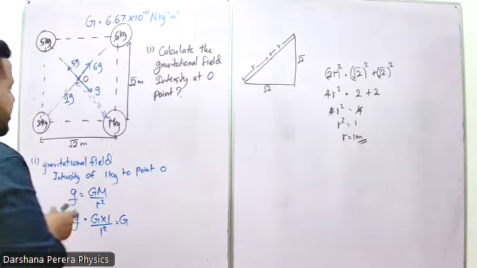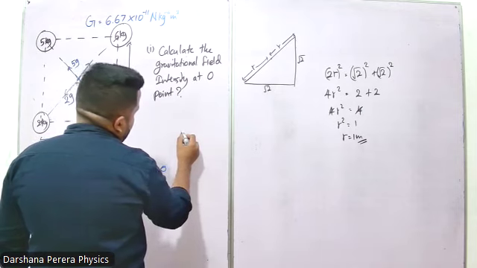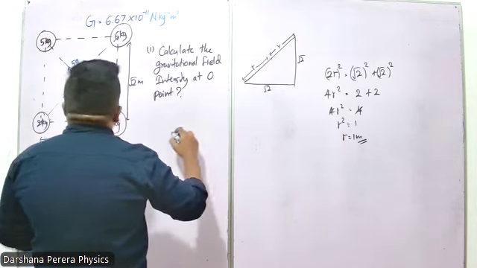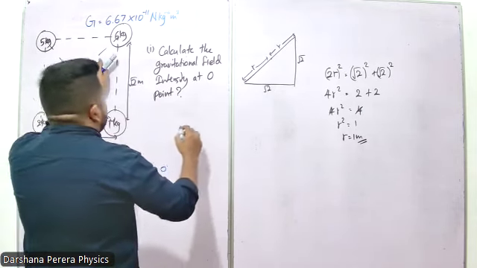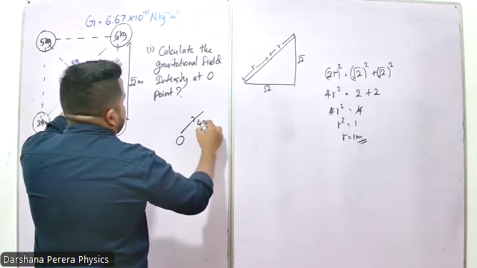After that, we can get that O point. So 2G into 6G 4G.